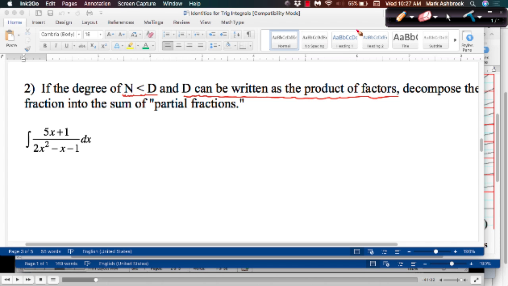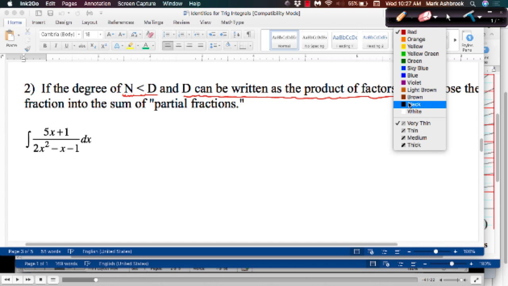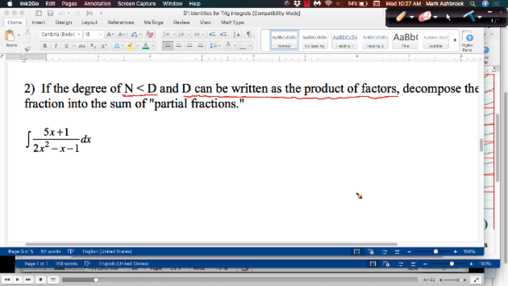Do I have both of those conditions met for this one? First of all, is the degree of the numerator less than the degree of the denominator? Yes. Degree of the numerator is 1. Degree of the denominator is 2. We're looking at the highest power of x. 1 and 2, so that's got that. Can we rewrite that as the product of factors? In other words, does it factor? Remember this from back in the day? Doing this?